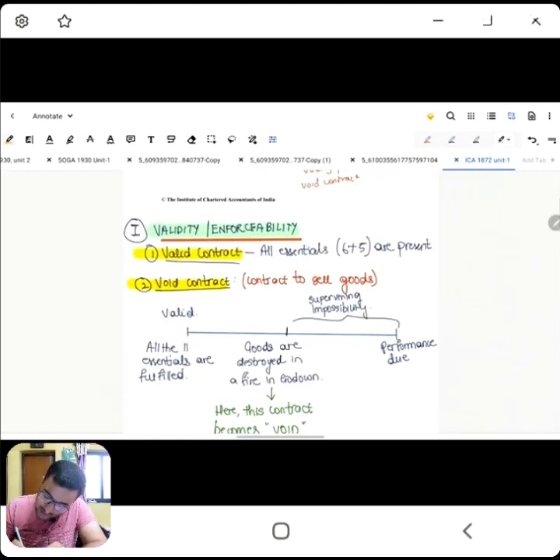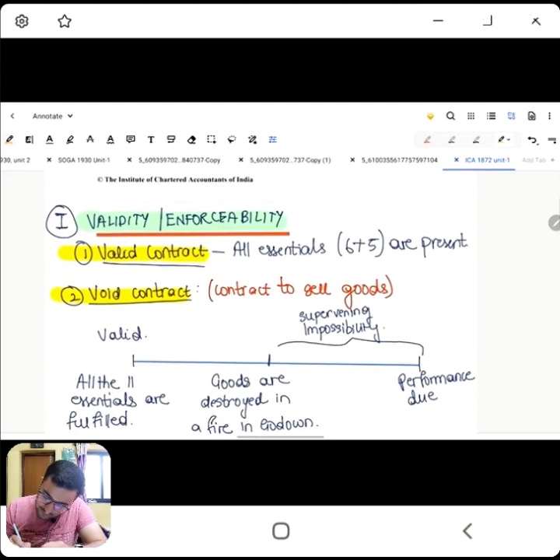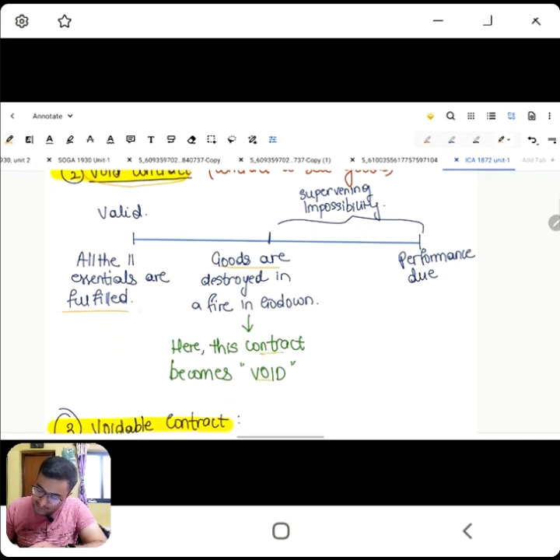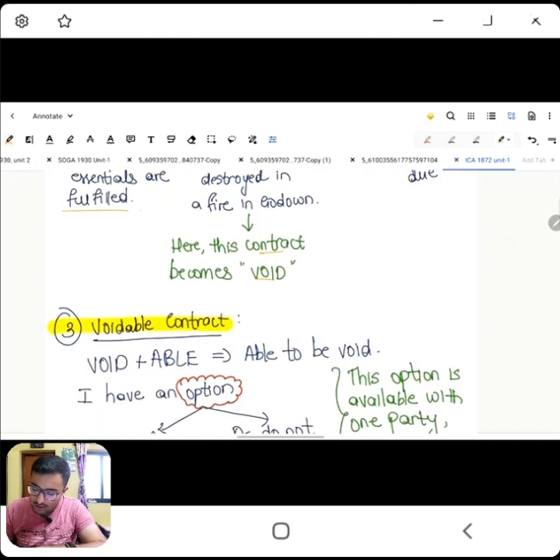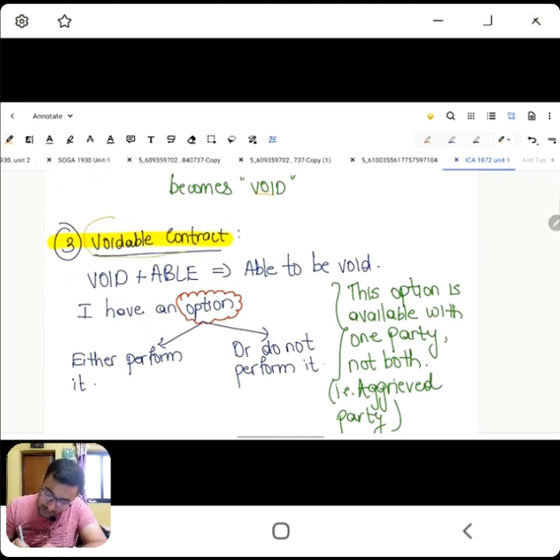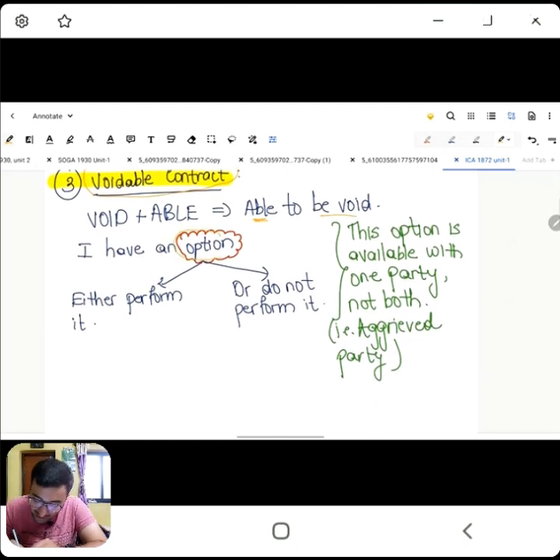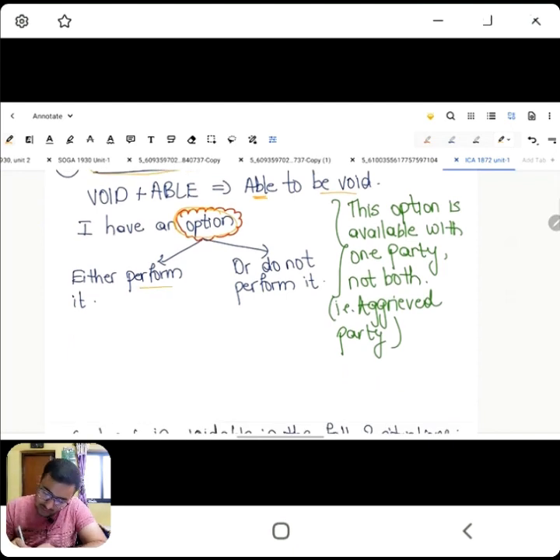Okay. So I mentioned here a valid contract. A valid contract is a contract where all the essentials, the 6 plus 5 conditions, are present. A void contract, let's say all the conditions were fulfilled, but here goods are destroyed in a fire. Now the contract has become void and therefore it is now called a void contract. Now, voidable contract means able to be void. If you want to make it void, you make it void. Therefore, you have an option. You either perform it or you do not perform it. It is up to you.